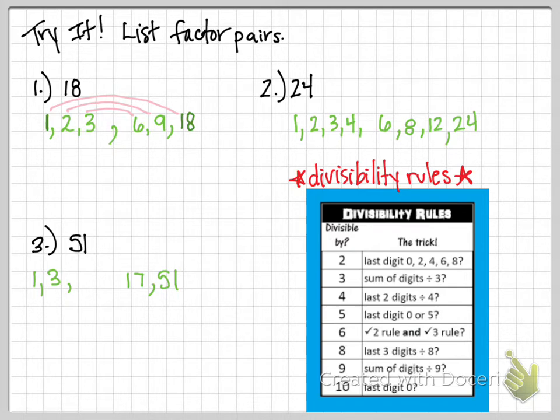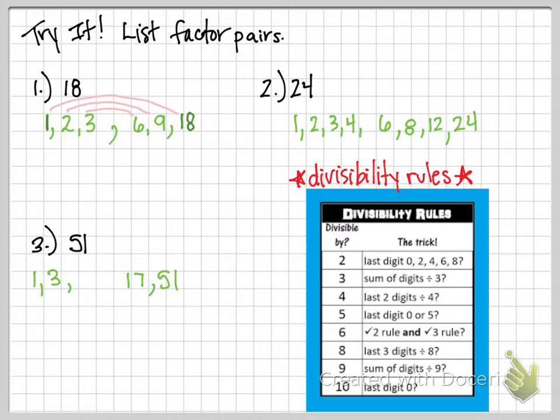Okay, there's no rule for 7. You just have to check. Know your 7's times tables. 51 is not divisible by 7. Number 8, is it divisible by 8? No, and again, your times tables will help you with this. 51 is not divisible by 8.